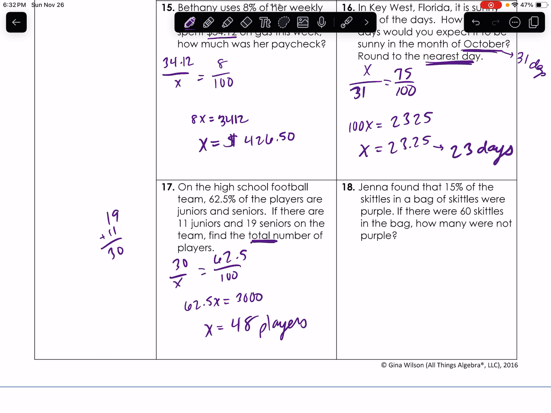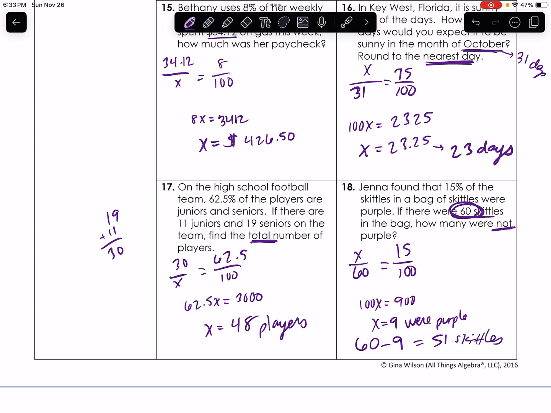Jenna found that 15%, again, it's over 100, of the Skittles were purple. If there were 60 Skittles, that's the total in the bag, how many were not purple? Okay, so there's several ways we can go about this. We can just figure out how many were purple, okay? So you cross multiply. X equals 9. Or purple. So if there were 60 total, 60 minus 9 is 51 Skittles not purple.